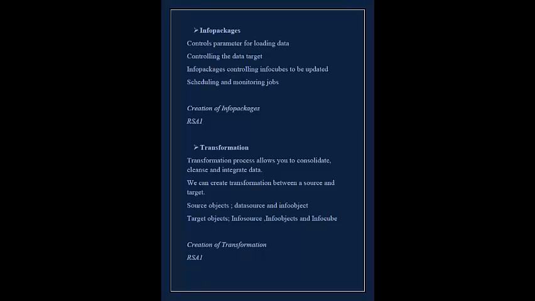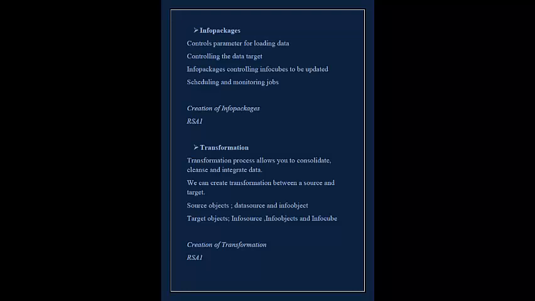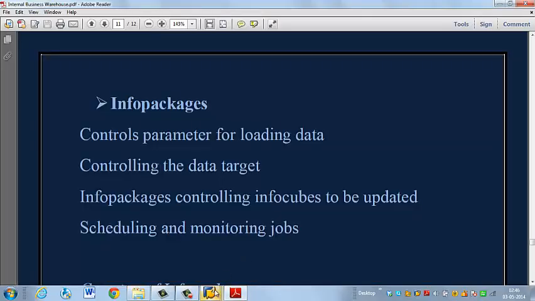Our next step is create transformation for info cube. The transformation process allows you to consolidate, clean and integrate data. We can create transformation between source and target. Source objects are data source and info objects. Target objects are info source, info objects, info cube. Creation of transformation. Transaction code RSA1. Create transformation for info cube.